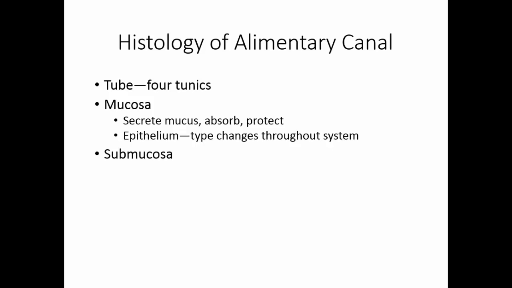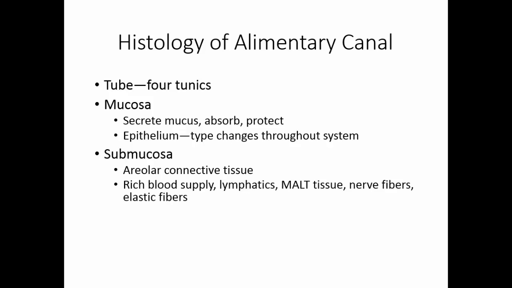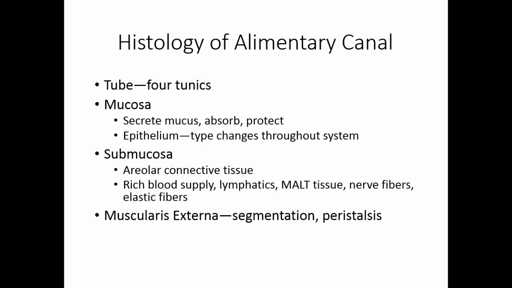The submucosa is the next layer. This is primarily areolar connective tissue. There's a rich blood supply here, a rich supply of lymphatics. The MALT tissue is here, and there are also nerve fibers and elastic fibers. The muscularis externa is the muscular layer. There are 2 layers of muscle, a longitudinal layer and a circular layer. These are the muscles that are involved in segmentation and peristalsis. And then the outermost layer is the serosa. The serosa is also the visceral peritoneum.